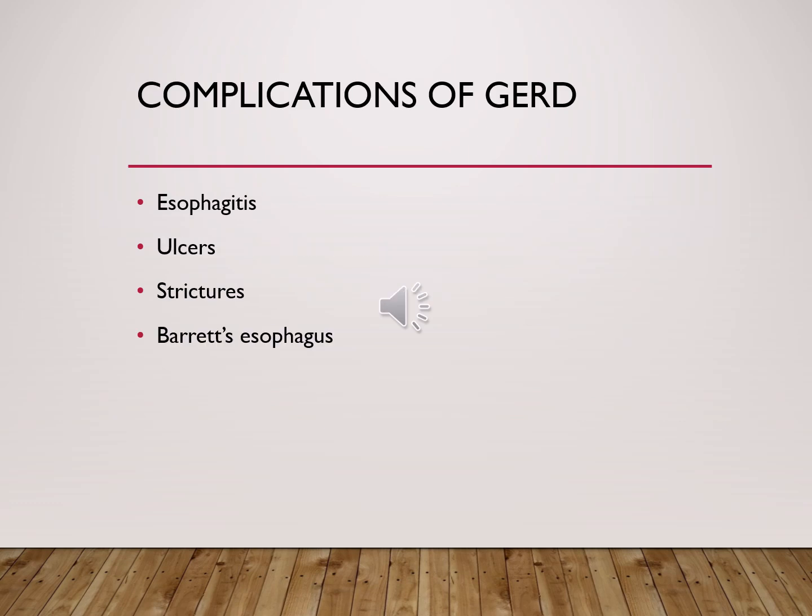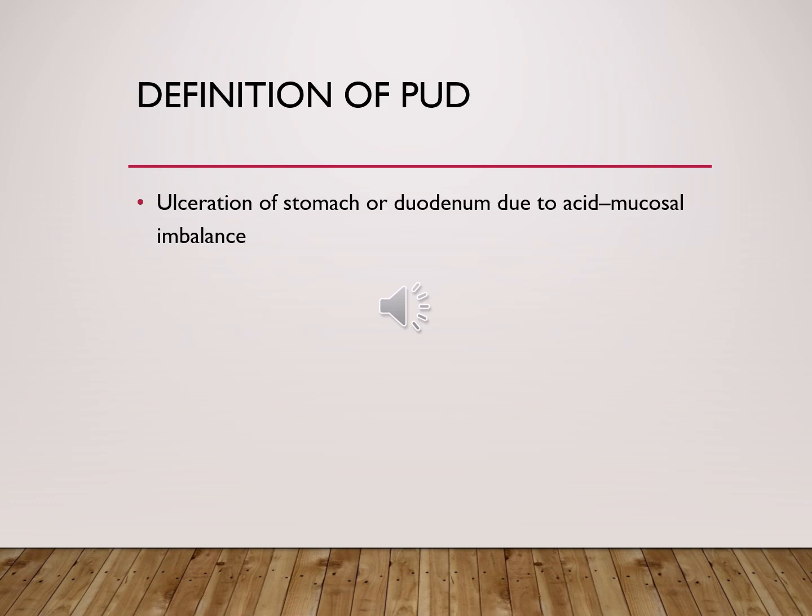So these are the complications of gastroesophageal reflux disease: esophagitis, ulcers, strictures, and Barrett's esophagus. So first we studied gastroesophageal reflux disease.